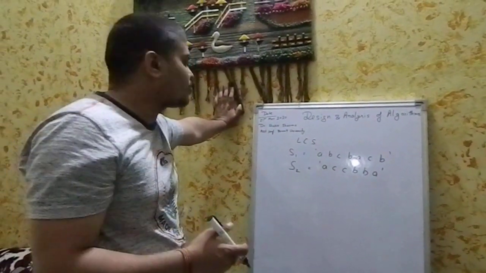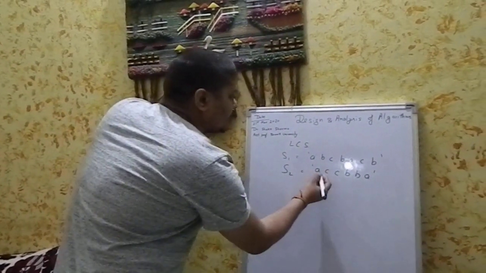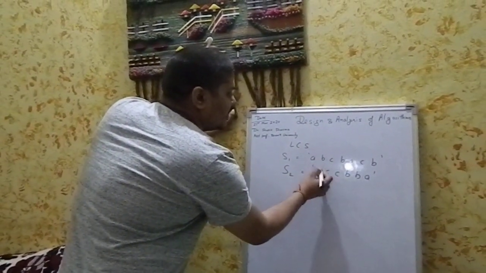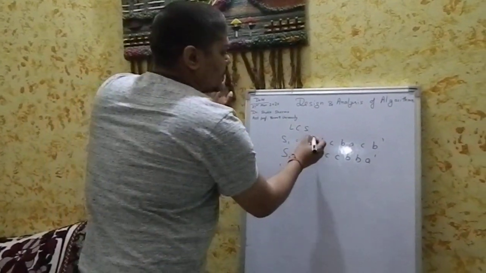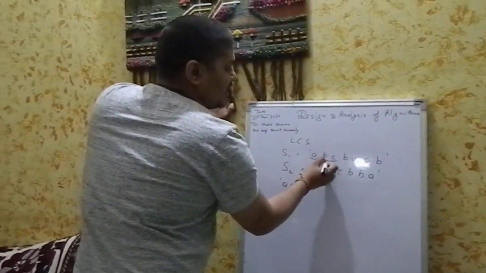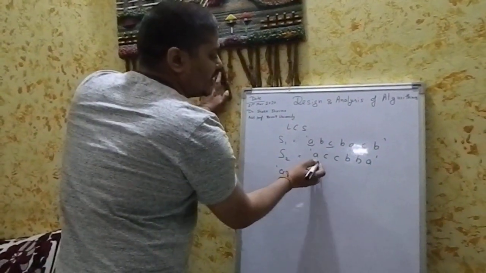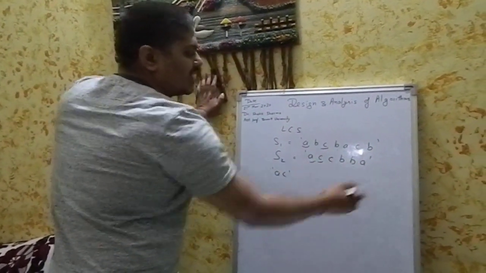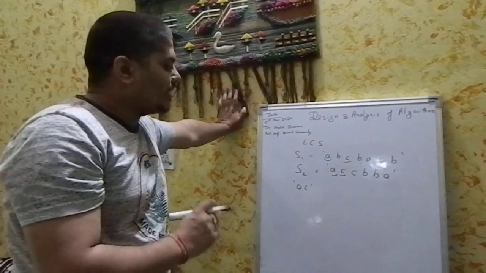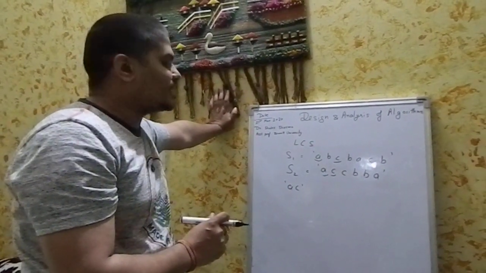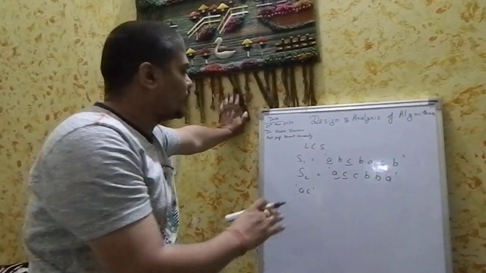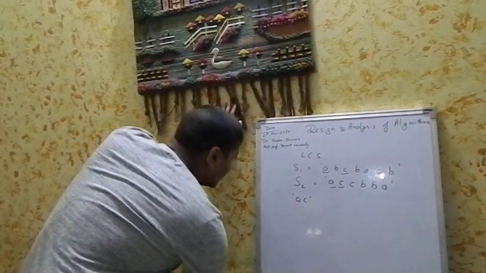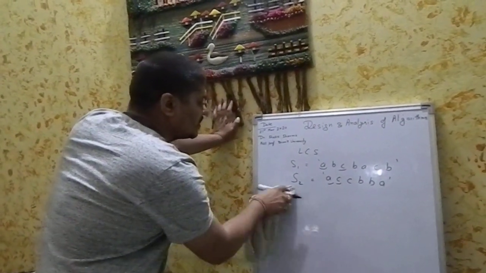So if I say directly, AC is one of the common subsequences. You can get AC by deleting the rest of the elements here, and you can get AC here also by deleting the rest of the elements. So AC is a common subsequence. Now the idea is to find the longest common subsequence between these two sequences. Let's see how we do it.